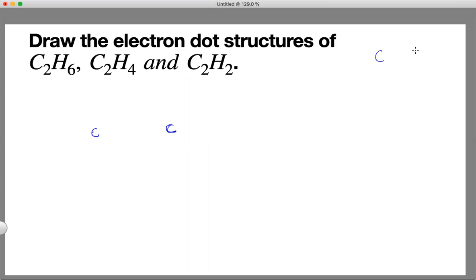This compound is of this structure. This is an alkane, right? So all the bonds are single bonds. In your rough side, first decide what type of compound it is. That makes drawing a lot easier. Now we will first draw this bond, a single sharing, and then there is a sharing with hydrogen atoms.